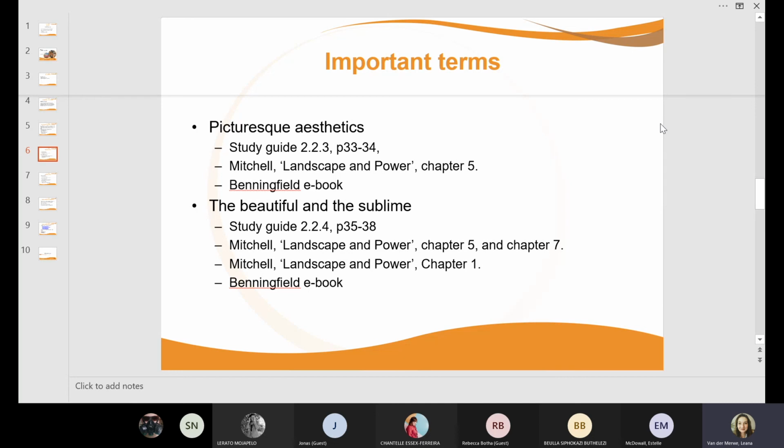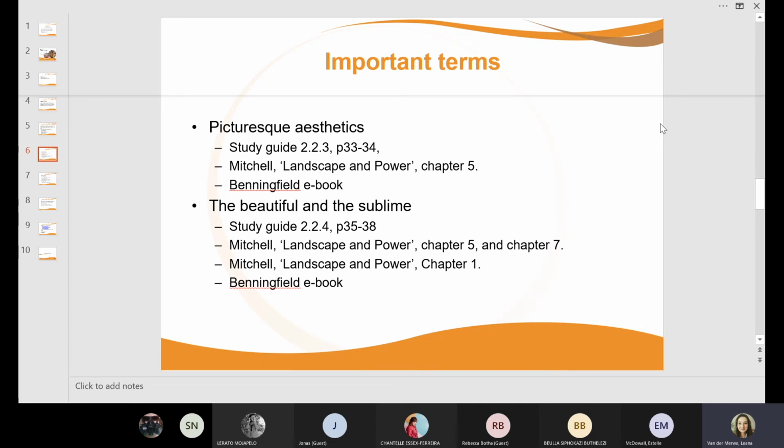Okay, then under your recommended books, there's two books. The first is Landscape and Power by Mitchell. That book, unfortunately, is only available in hard copy, but you can order it through the library. However, if you're not able to get your hands on that book, it's not a problem, because there's also the Benningfield e-book, and that whole book would be very helpful for you in this question.